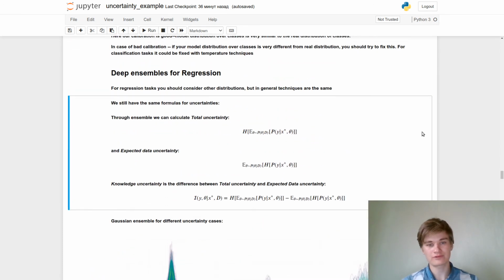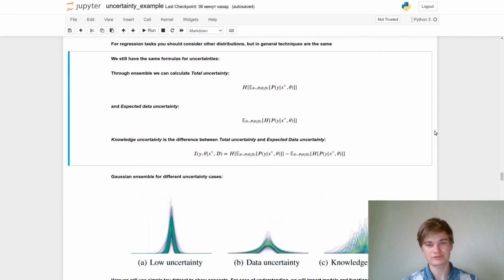By the way, for many distributions, you can find realizations where all statistical methods like entropy, or Kullback-Leibler divergence are written inside PyTorch distributions or in some GitHub repositories.